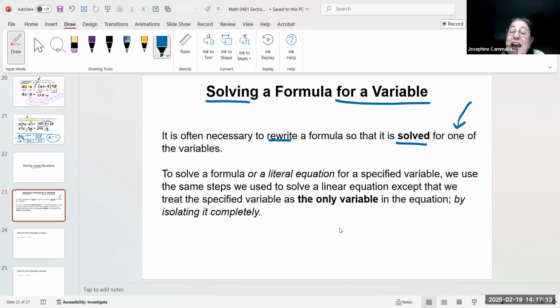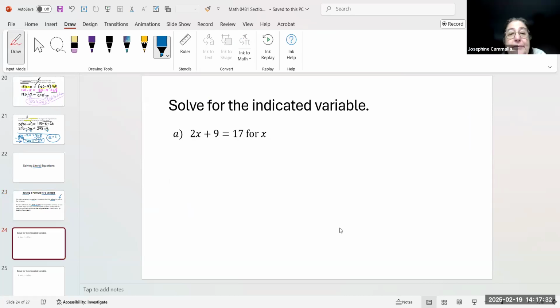When you solve for a variable, you're working with what we call a literal equation, because literal means letter. Now we're going to start out kind of nice, and then I'm going to do a little change. This is asking me to solve for x. Nothing new. We've done this. And notice this has only one variable.